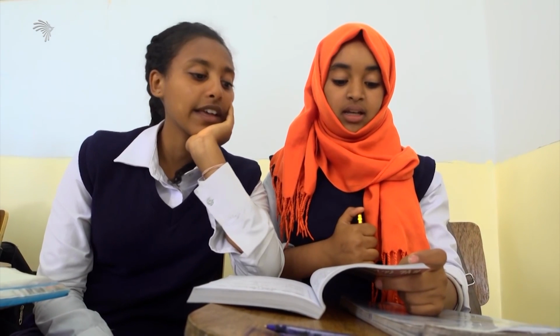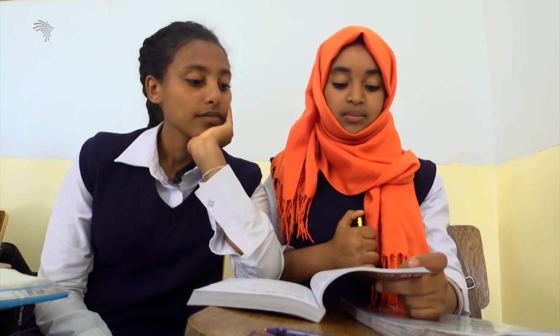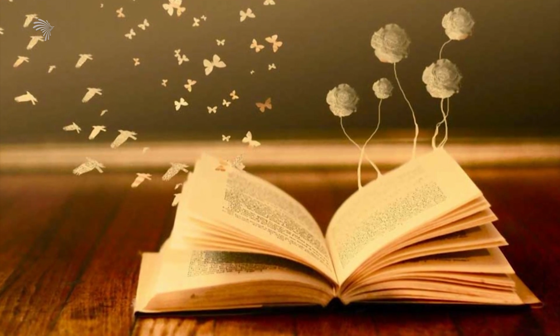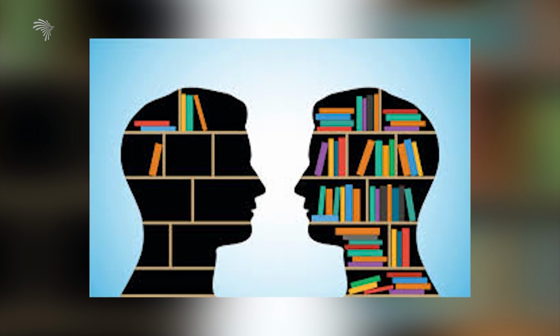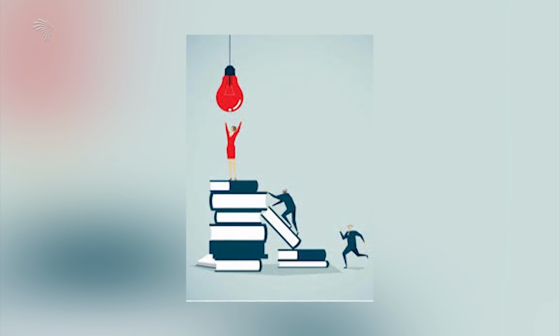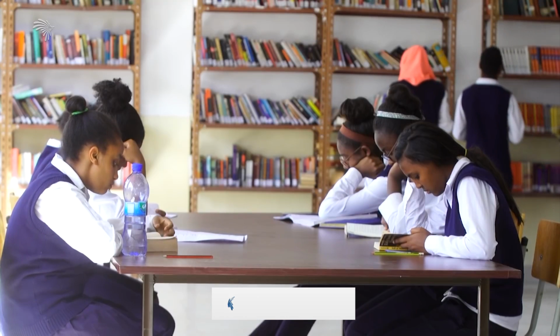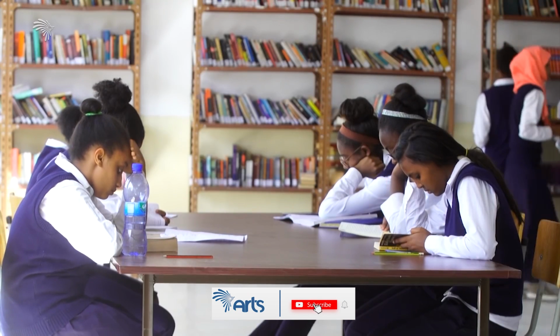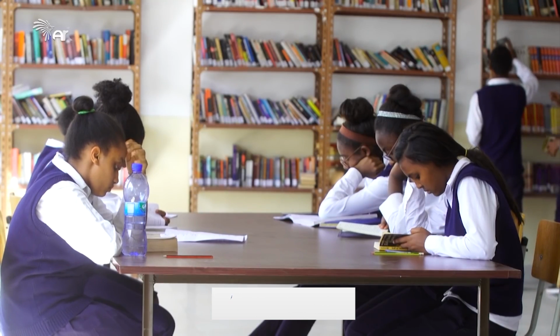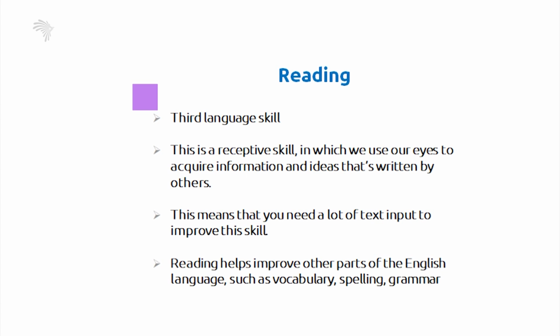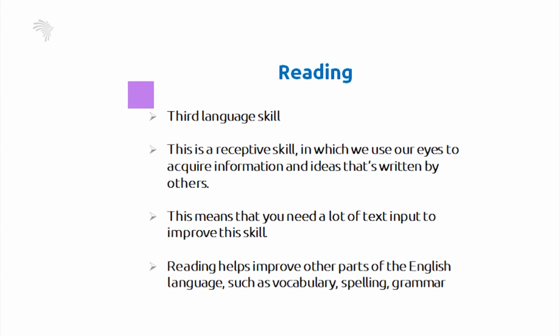Reading. This is the third language skill. This is a receptive skill in which we use our eyes to acquire information and ideas that is written by others. This means that you need a lot of text input to improve this skill. Reading helps improve other parts of the English language skills such as vocabulary, spelling, grammar, structure, etc.